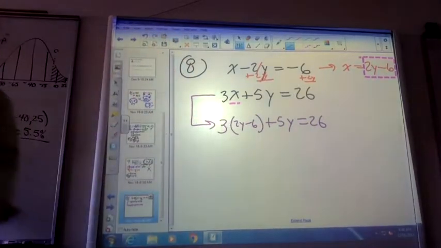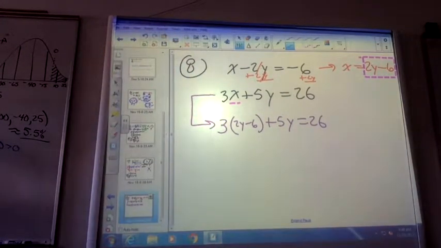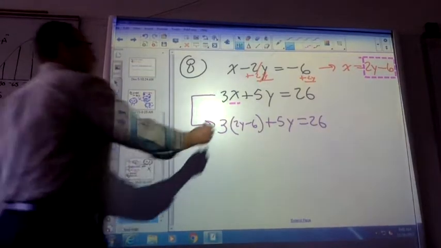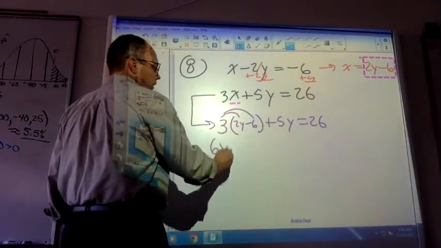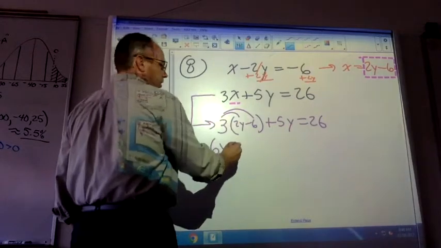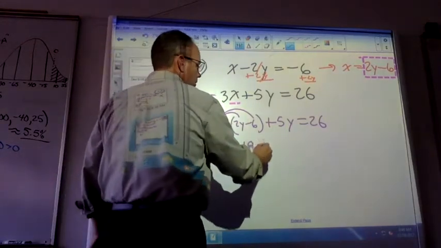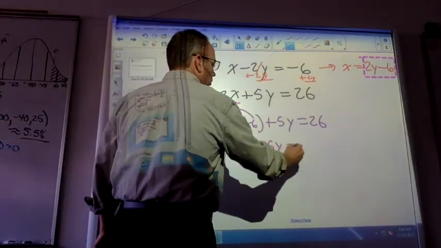Let's stop. Do we feel comfortable with what's up there? Yeah? Is that right? How am I going to go ahead and start solving that purplish color? Distribute. Yeah, I need to distribute the 3 over the parentheses. So I'm going to distribute here and here. 3 times 2y is 6y. 3 times negative 6 is negative 18. Plus 5y equals 26.